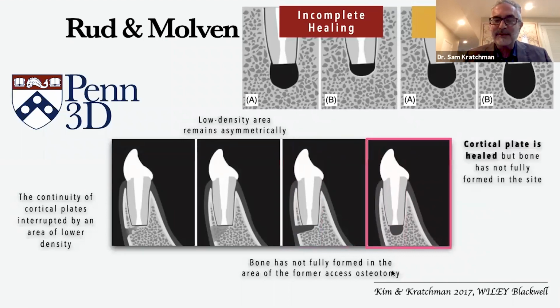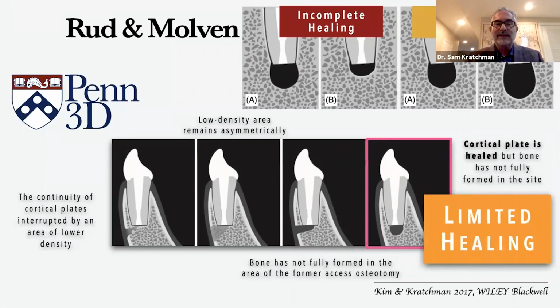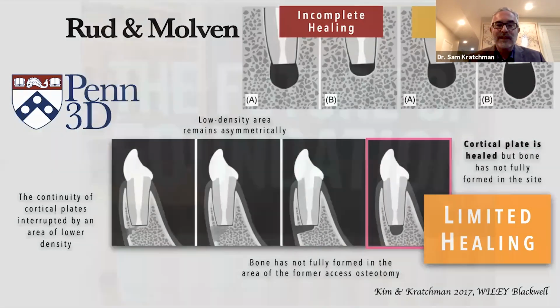And this to me is the most fascinating, where the cortical bone reforms, which is typically the most difficult part of healing, to get the cortical bone to reform, yet you still have this area of low density around the root itself. And all these we coined limited healing. Okay, so that's what I just want to use as the basis for all the cases.